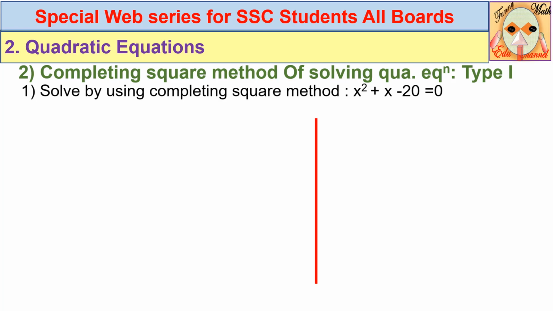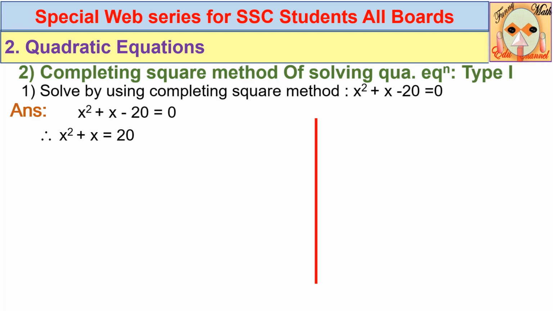Solve by using completing square method: x square plus x minus 20 equal to 0. There are some rules to solve such type of equation. As this given equation is in general form x square plus bx plus c equal to 0, first you have to shift the constant term, that is minus 20, to the right. So the first step is I have shifted this minus 20 to the right. To the left we have two terms, that is x square plus x.